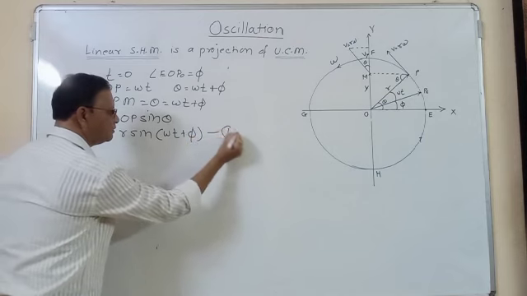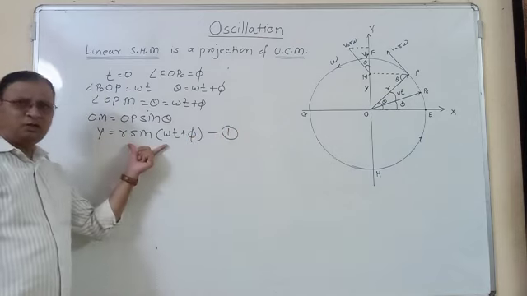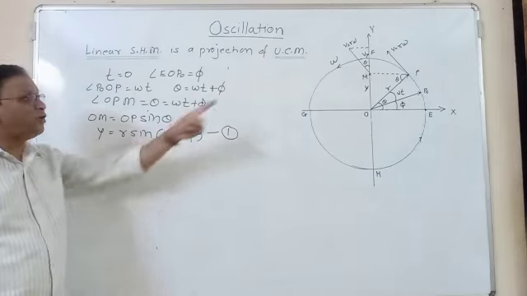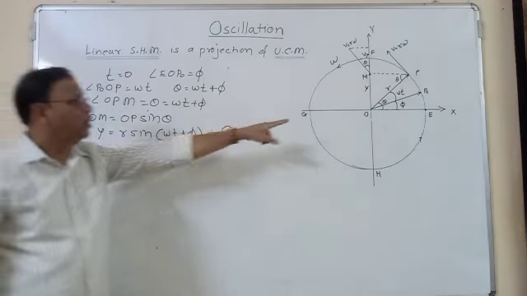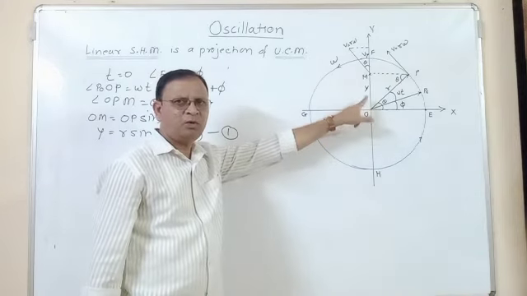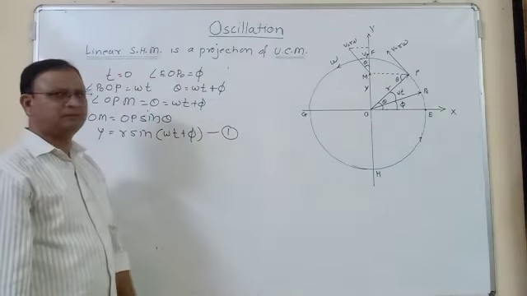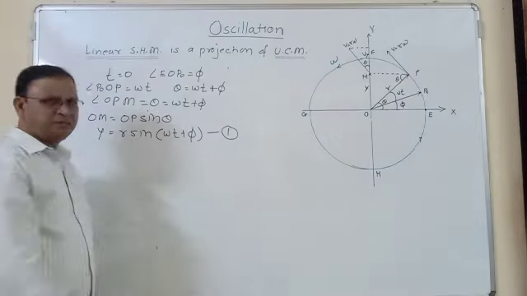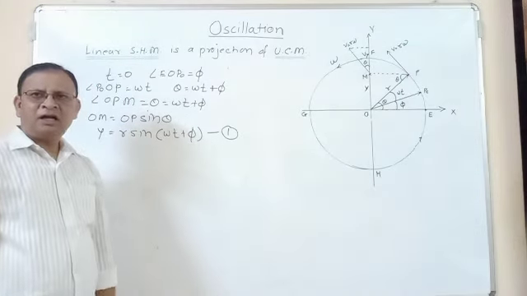So this formula gives us the displacement of projection of a particle from the mean position, because O acts as the mean position for the oscillatory motion. Okay, so this is the displacement.